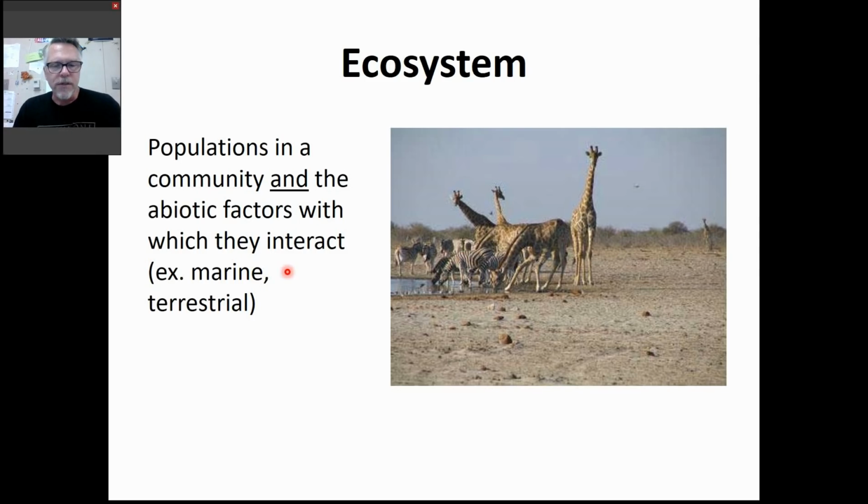Okay, an ecosystem is the next level up in our levels of organization, and an ecosystem is the populations in a community and the abiotic factors that those organisms interact with. So it's not just the giraffes and the zebras and the lions and whatever else you find living in this area, but also the water and the soil and the sunlight, okay? The abiotic factors that these organisms interact with are part of the ecosystem in an area. Okay, so you have populations and communities and the abiotic factors that they interact with.